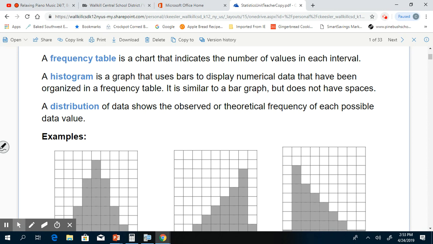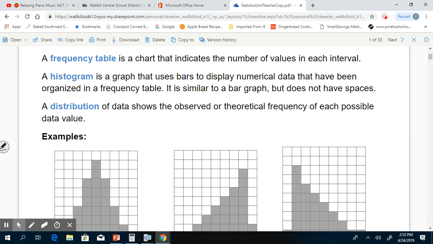A frequency table is a chart that indicates the number of values in each interval. A histogram is a graph that uses bars to display numerical data that have been organized in a frequency table. It is similar to a bar graph but does not have spaces. A distribution of data shows the observed or theoretical frequency of each possible data value.